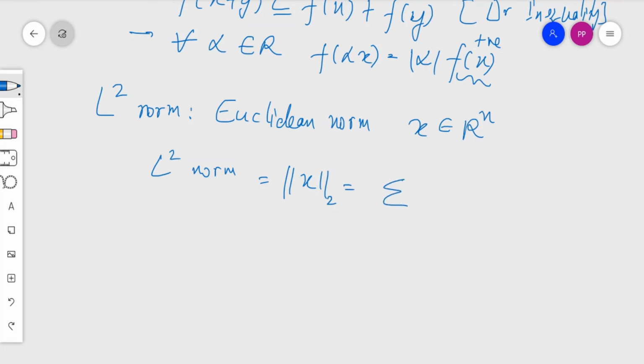because we will take the modulus of the vector elements, so x_i throughout the length of the vector, square it, sum it, then find the square root of the summation. So that will give us the Euclidean norm.